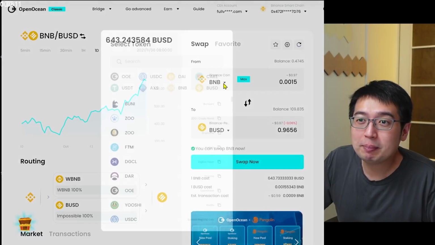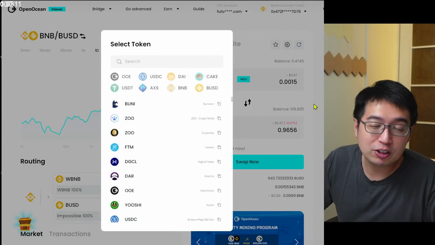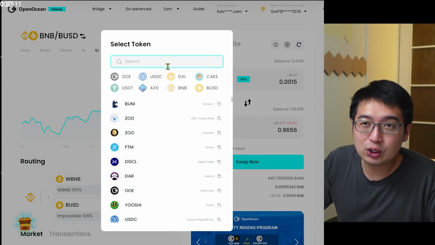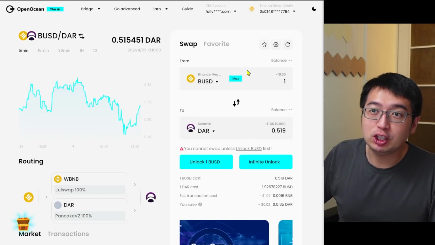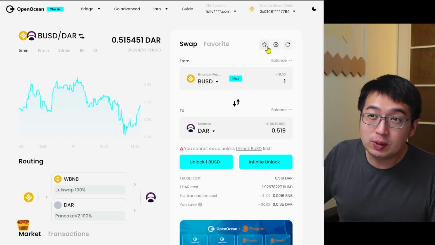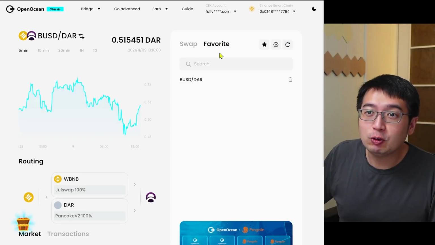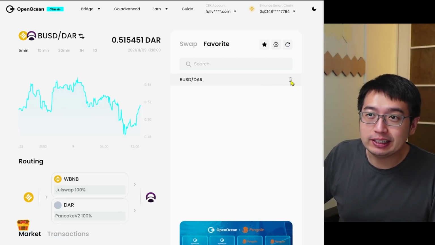And this is your swapping platform. You can choose from different drop downs. You can search for the coins you want. And at the top right here, you can set up some favorites. So this is a trading pair. Whatever trading pair you want, you can hit the star icon and it will be added to your favorites. You can delete it there.